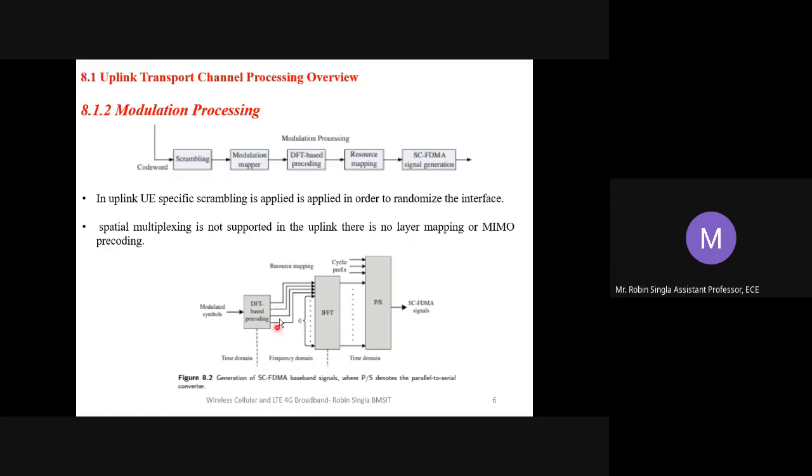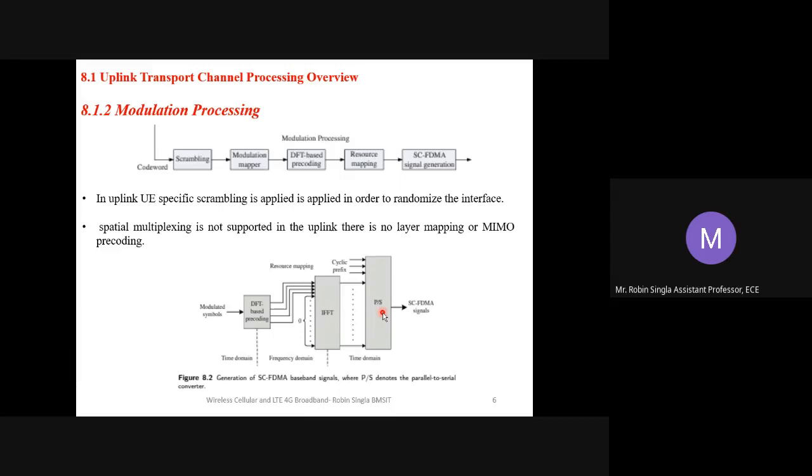So what is extra here? DFT based processing. Extra means if we compare this with the downlink one, what is the extra thing here? DFT based processing. There we have only resource mapping, IFFT, and parallel to serial conversion. Here we have DFT based processing, resource mapping, IFFT, and parallel to serial conversion.